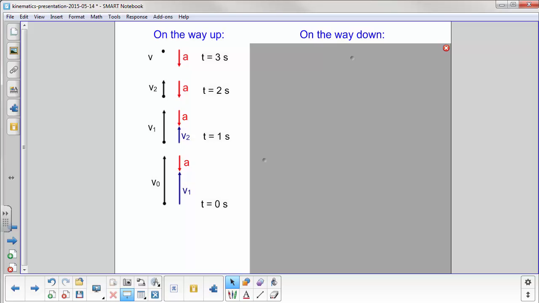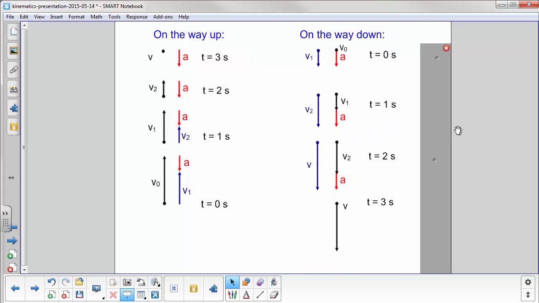The acceleration is always negative 9.8 meters per second squared. It is pointing down and it is equal to g. Now, on the way down, you can see the velocity increasing the entire time. And acceleration is still pointed down. That is the big point here.